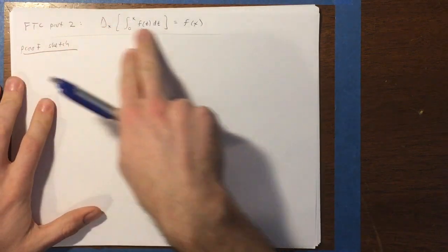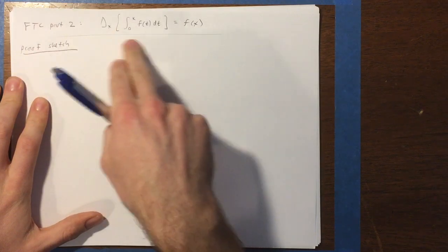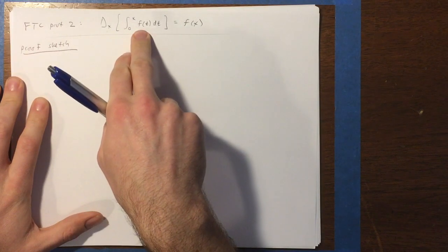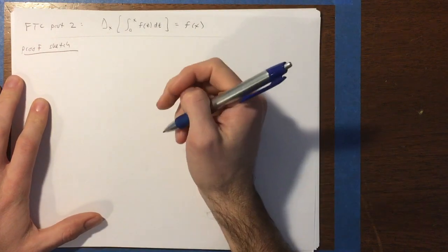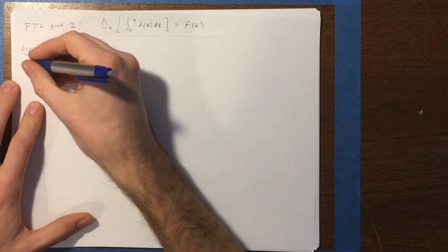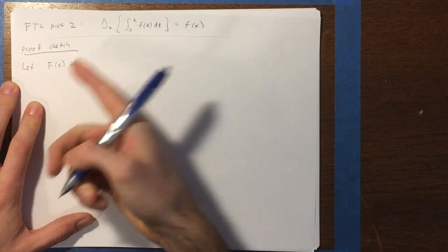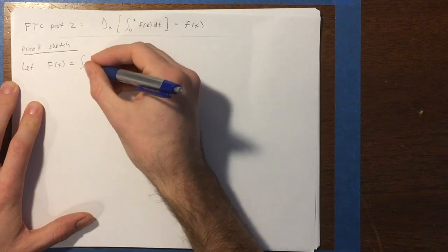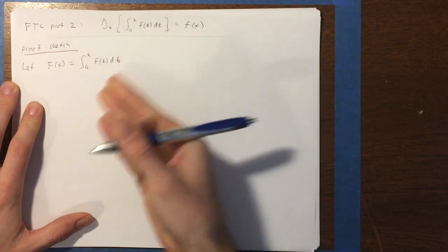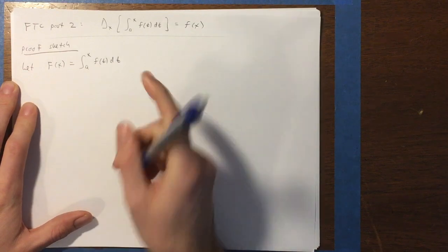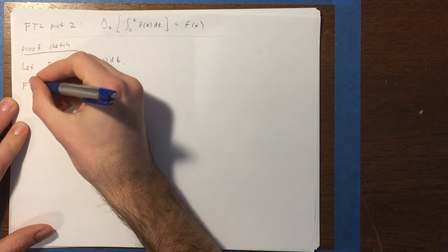So here's what we want to prove. We want to prove that if you take the derivative of this accumulation function of the lowercase f, then what you get back is lowercase f. So first thing I want to do is let capital F be the function that is this accumulation function here. I just want to give that function a name, so we're going to call it capital F. Then what we're trying to do here is calculate capital F prime.